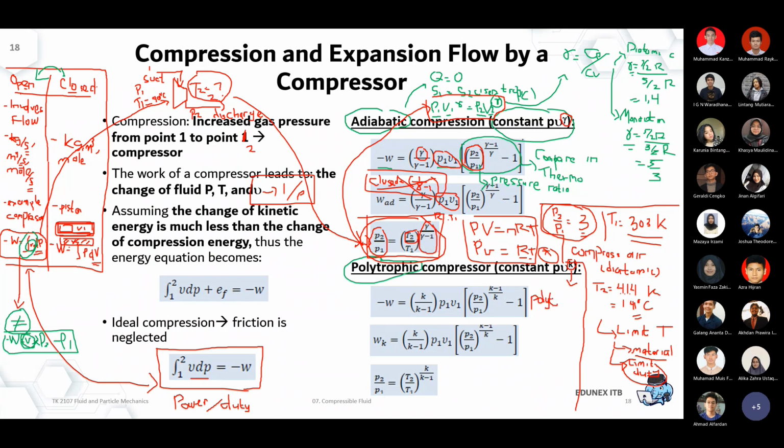So we can say that the polytropic factor is a very generic expression of a compression system. Almost all compressor systems can be expressed as a polytropic process. Only when K is equal to gamma does it become an adiabatic compressor. So adiabatic is easier to understand.